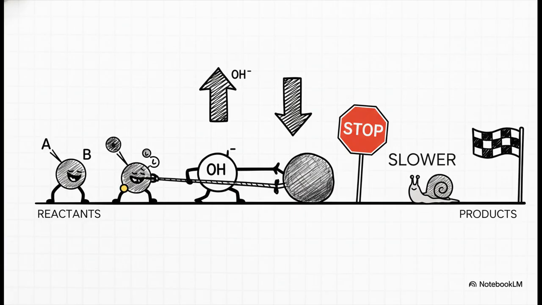Mystery solved. Our secret agent wasn't helping at all. It was getting in the way. It pushes that first equilibrium step backward, which means there's less of that crucial intermediate, HOCl, available for the main event, that slow second step. It's a perfect example of just how powerful chemical kinetics can be.